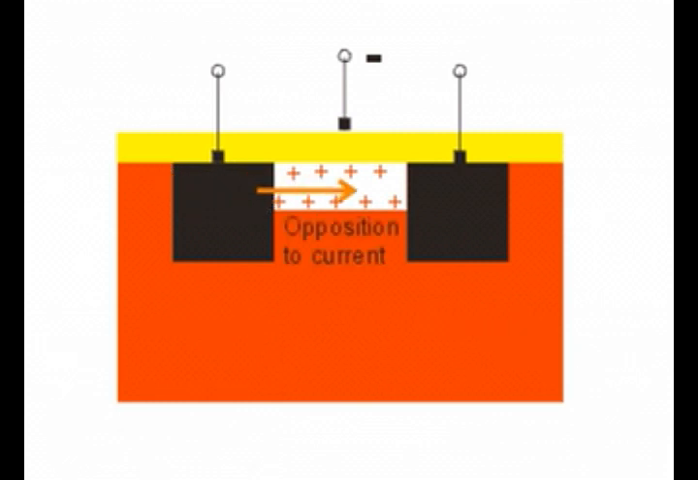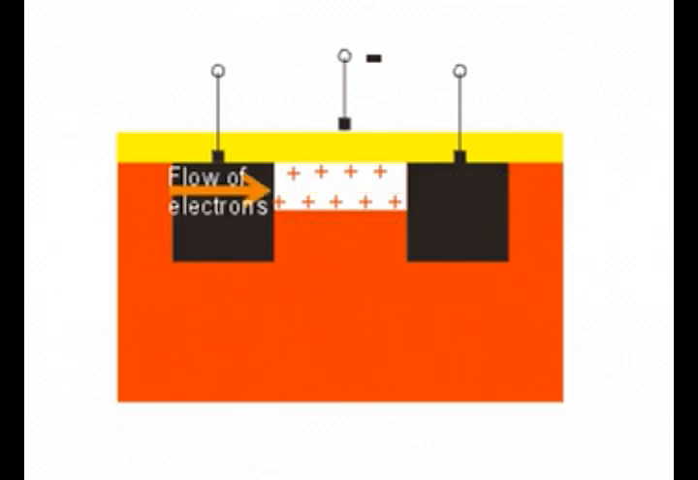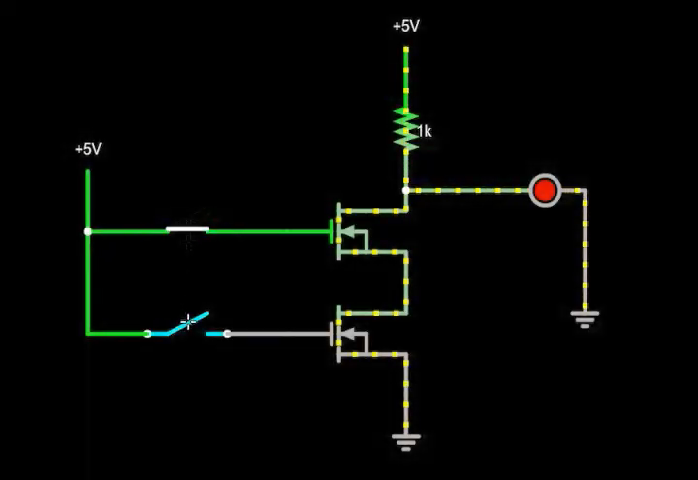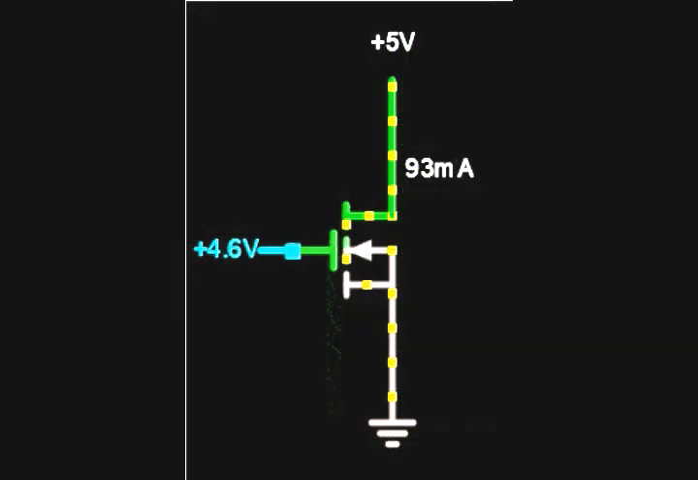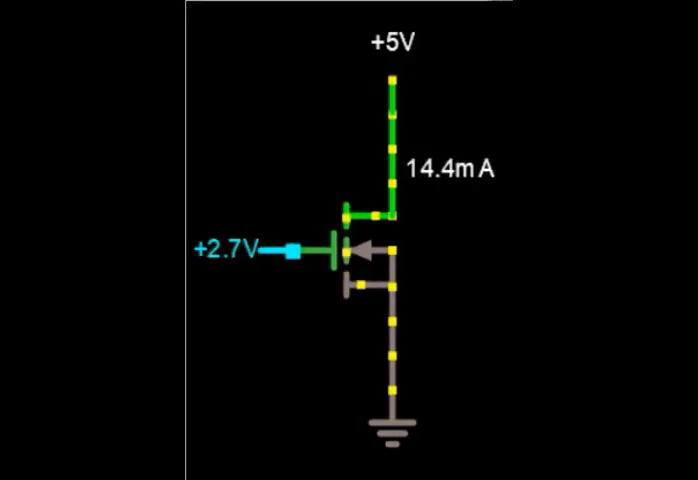In the depletion type, the channel is created by the manufacturer and by applying voltage to the gate terminal, we can change the width of the channel. While the enhancement MOSFET is off by default without applying voltage to the gate terminal, the depletion MOSFET is conducting due to the presence of the channel, and by applying a negative voltage to the gate terminal, we can reduce the width of the channel.